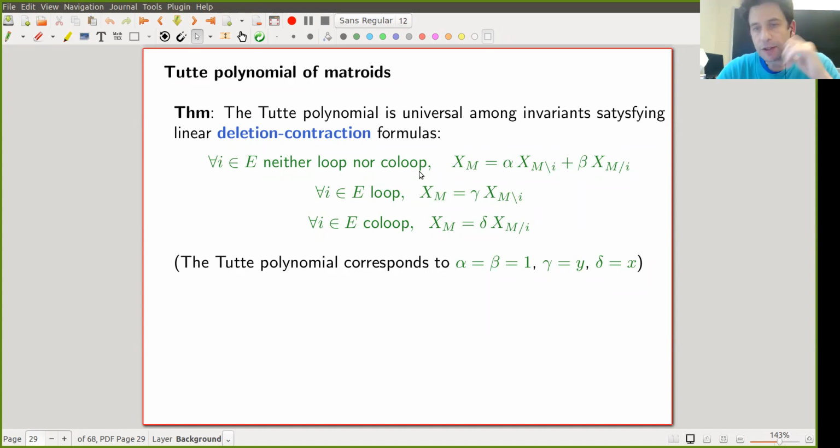And if you think about it, it's kind of miraculous that such an invariant exists, because this relation should hold no matter which element I you start with. So you can apply these deletion-contraction rules in any order, and it's supposed to give you the same value at the end, which is quite miraculous, really.